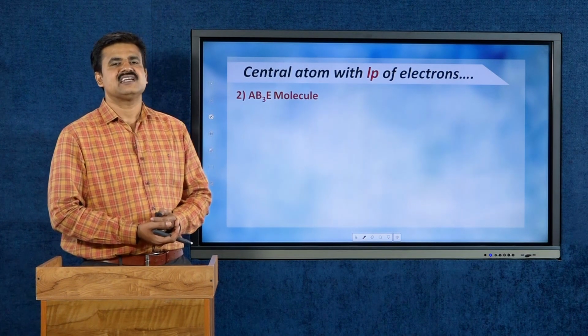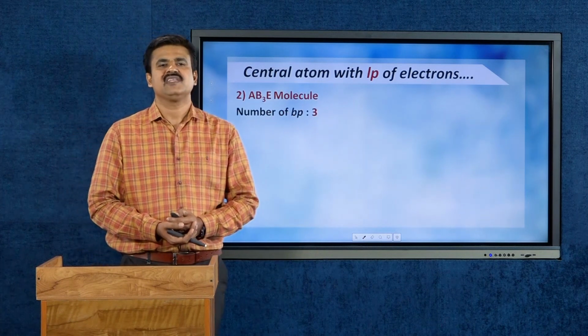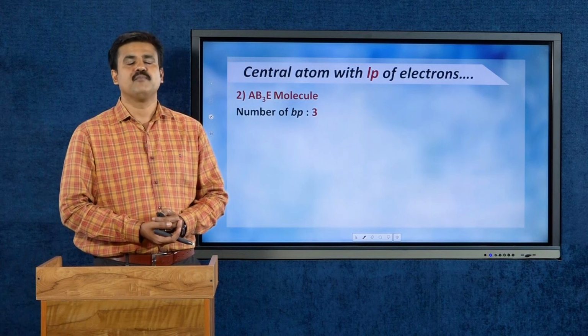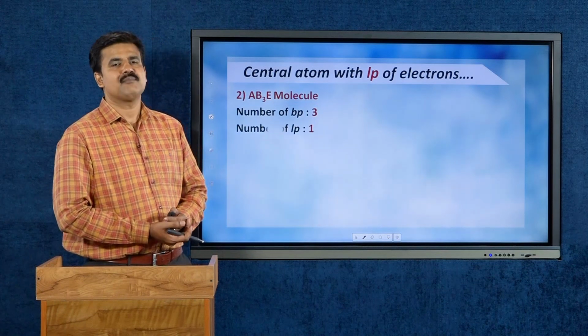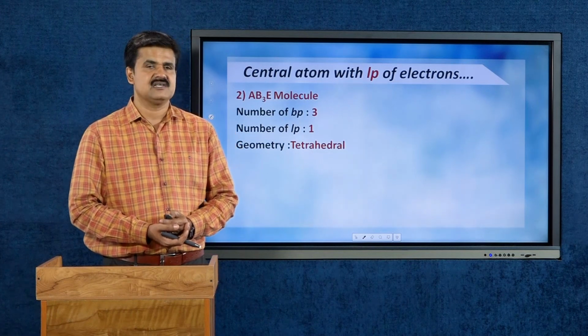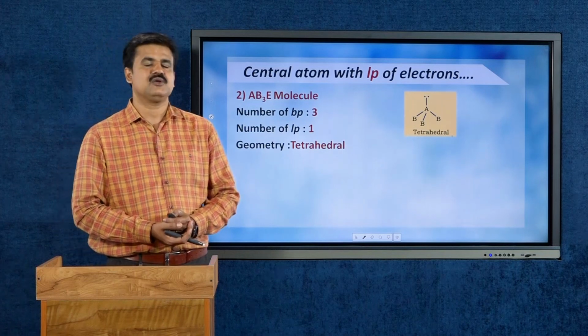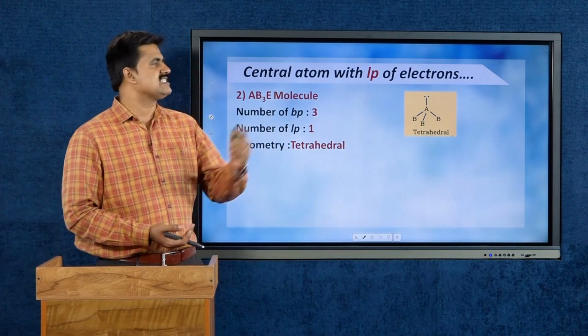Now another category is the AB3E molecule. In AB3E, the number of bond pairs is equal to 3 and the number of lone pairs is equal to 1. There are a total of 4 electron pairs. So the molecule has a tetrahedral arrangement, or tetrahedral geometry. This is the tetrahedral geometry.